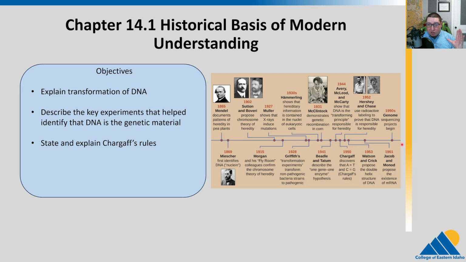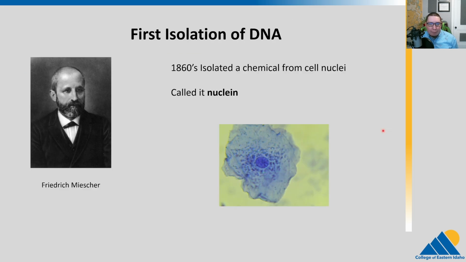So it's not until the 1990s that we even begin sequencing the human genome. So science takes a long time, right? And we still don't fully understand all of the information we got from sequencing the human genome. And we're still figuring out how it all works, even though we have the sequence. So let's start with the beginning.